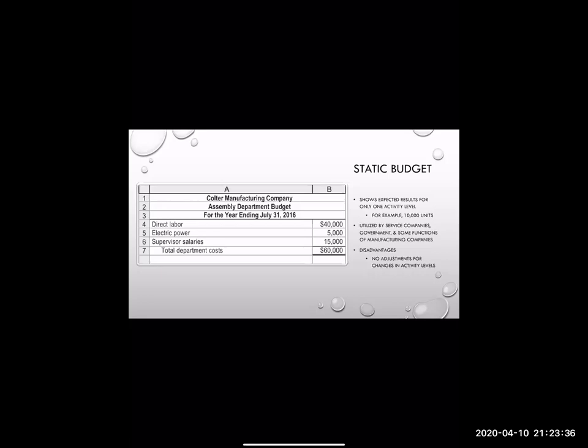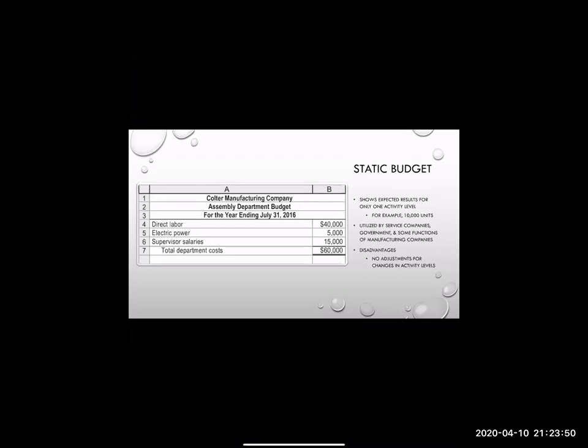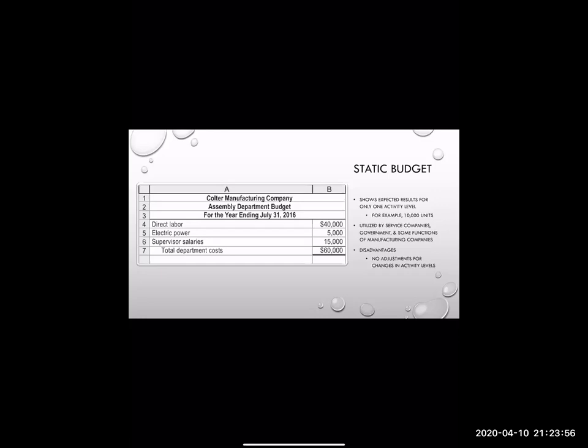That's the first reaction. However, what if they actually produced a lot more units? So instead of producing maybe 10,000 units, maybe they produced an additional 2,000 units, right? So it's not necessarily a good thing or a bad thing. It's just that when you have a static budget, it does not allow for different levels of activity. It only allows for one activity level, okay?